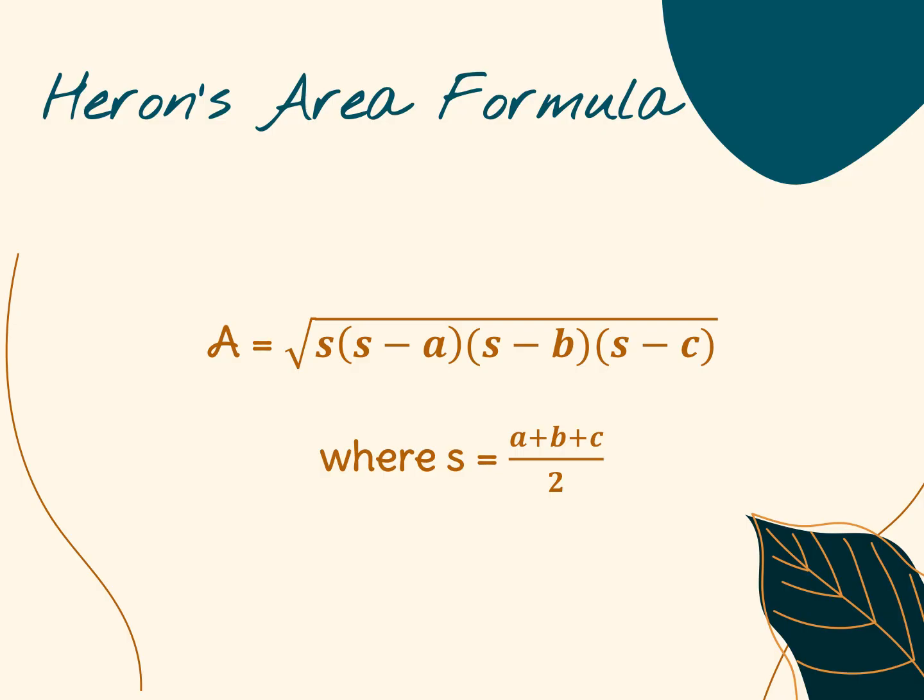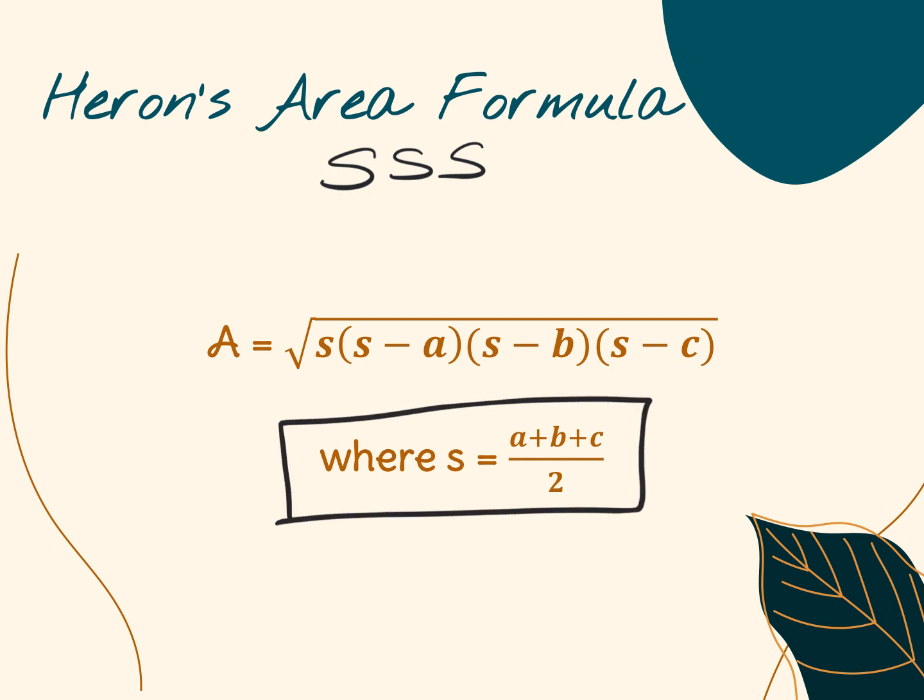Okay, so this is Heron's area formula. You're going to use this formula when you're given all 3 sides. So when you have side, side, side. What you're going to do here is you need to find the value of S. You're going to add the 3 sides they give you and divide it by 2. And then once you get the S, you can put it here, here, and here, and then subtract each one of the sides and then square root it.